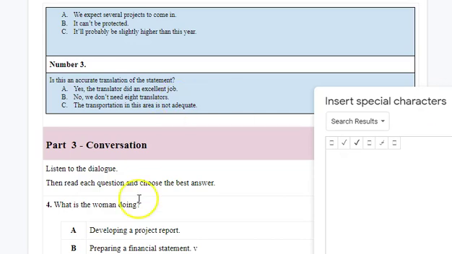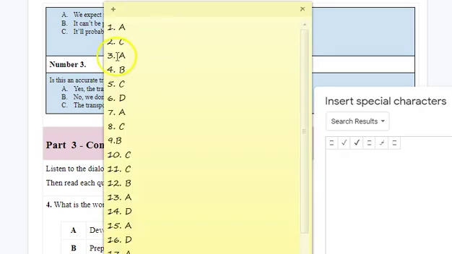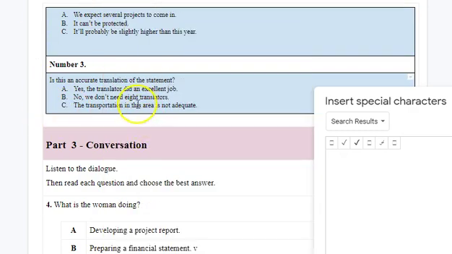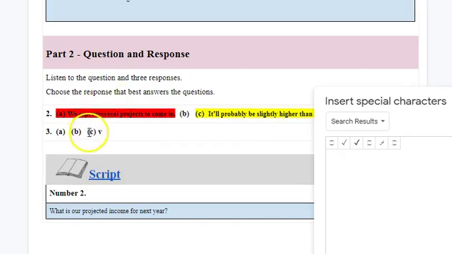Your answer is C, correct? Is A. Are you sure? Yes. Okay. So, yes, the translator did an excellent job.